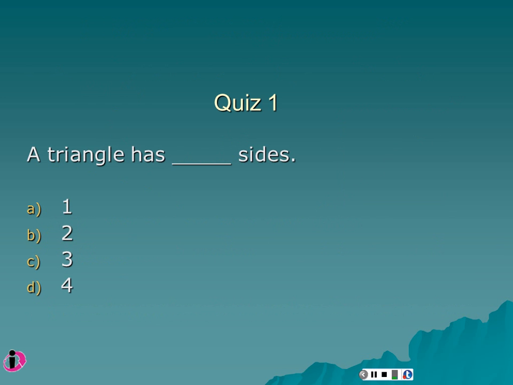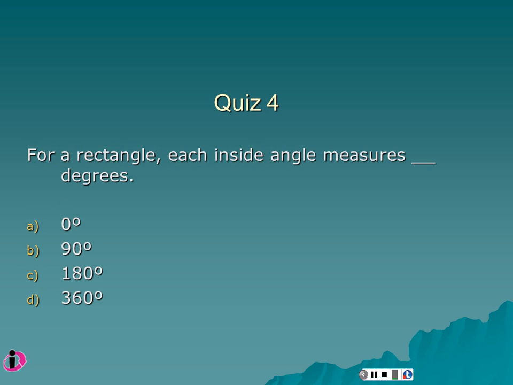Now let's look at a couple of quizzes. Let's see whether we understand whatever we discussed so far. Number 1, how many sides do we have in a triangle? 3 sides, right? Right answer is C. A rectangle has 4 sides. Square has 4 sides, because the square is very similar to rectangle except one single property, which is square has all the sides equal.